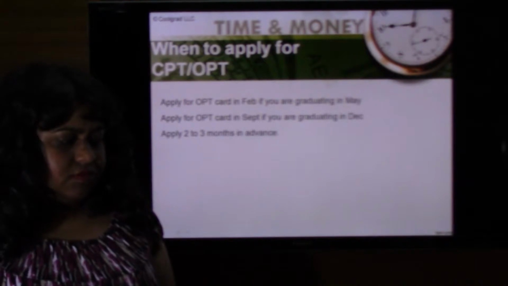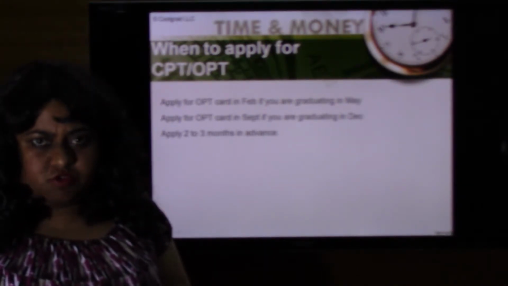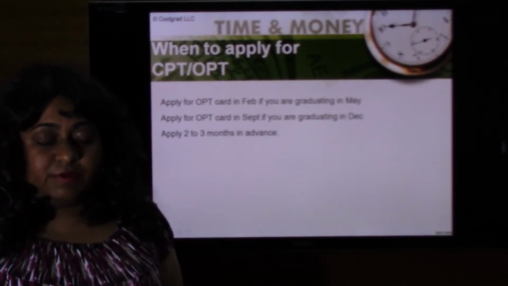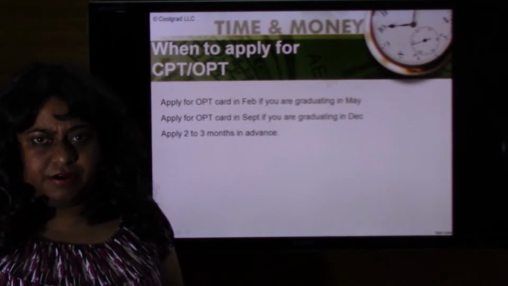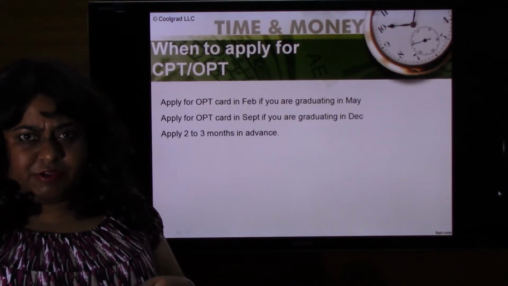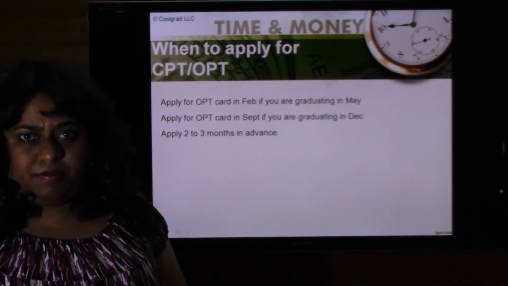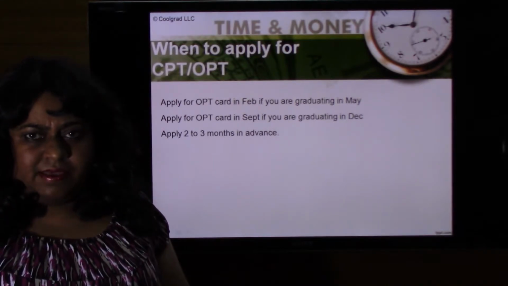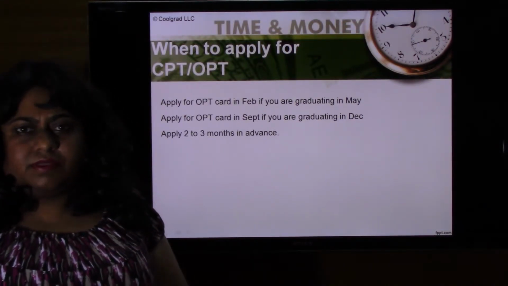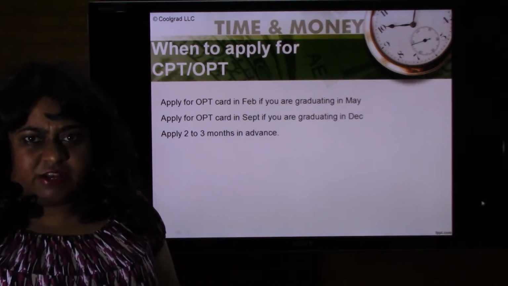So, if you're graduating in May, you should apply for your OPT card by February. It takes about anywhere from 1 or 2 months to get an OPT card. And the moment you get your OPT card, within 2 or 3 months, you're supposed to get a job. And if you're not able to start working within 2 or 3 months, then you'll probably lose your OPT status. So it's a kind of tricky situation.